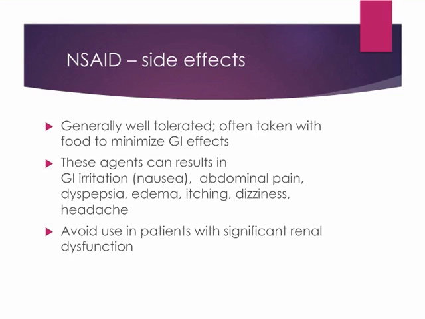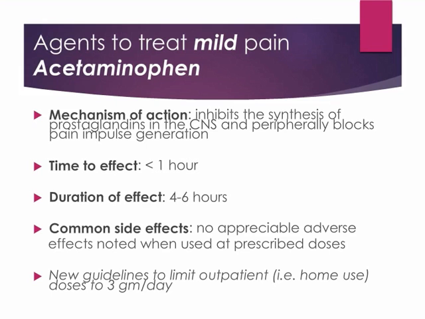So you're just increasing the risk of mucosal damage because you have more gastric acid available in patients that are taking NSAIDs. A common agent that's used to treat mild pain would be acetaminophen or Tylenol. Its mechanism of action is that it inhibits the synthesis of prostaglandins in the central nervous system, and it peripherally blocks the pain impulse generation. The time to effect or the onset of action for acetaminophen is generally less than an hour. It has a duration of about 4 to 6 hours.